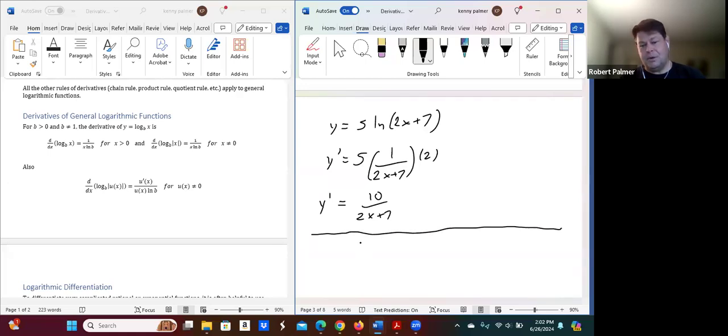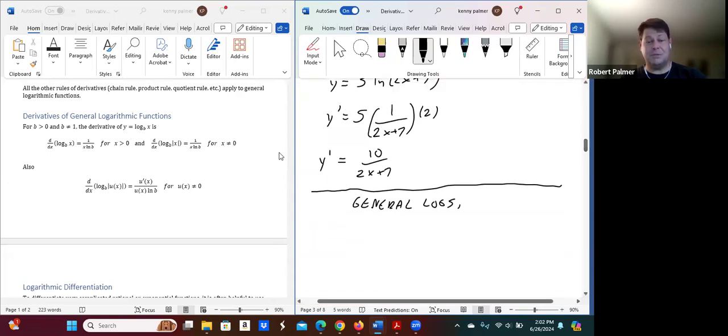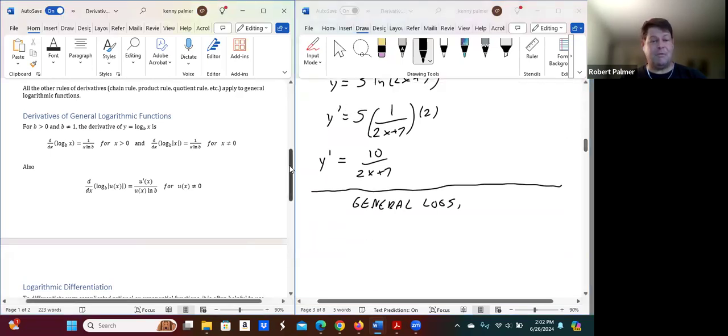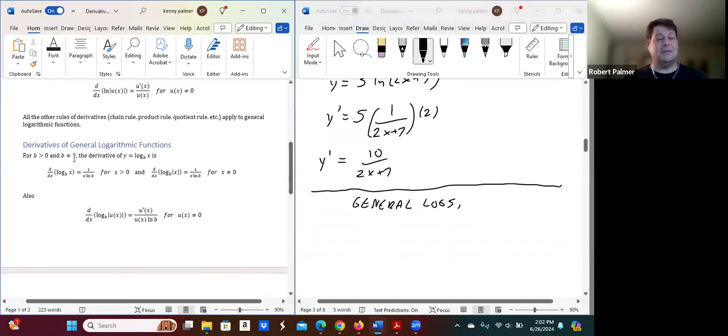All right, so now I want to look at general logs, or general logarithms. So other bases. Once again, hopefully you remember from algebra class, if we have something like log base b of x, where b has got to be positive and also b can't be 1, then basically it's exactly the same rule, except down here, if you notice, when we take the derivative of log base b, we have to multiply x times the natural log of b.